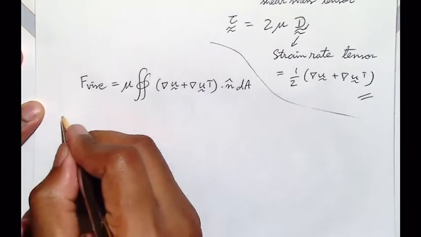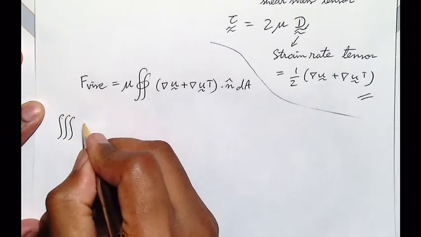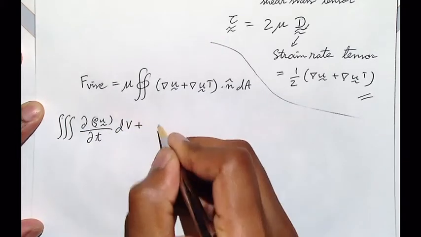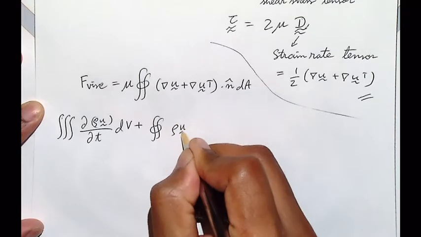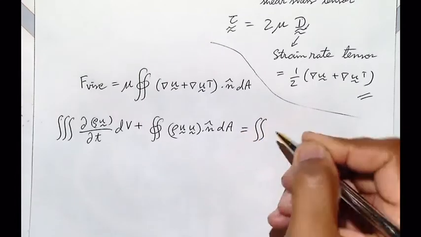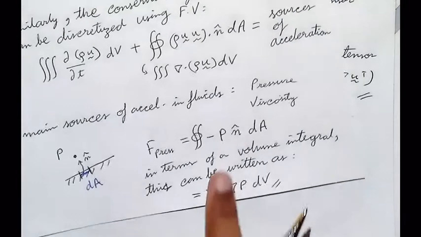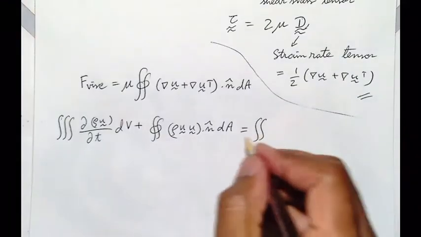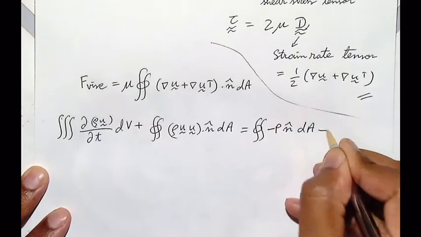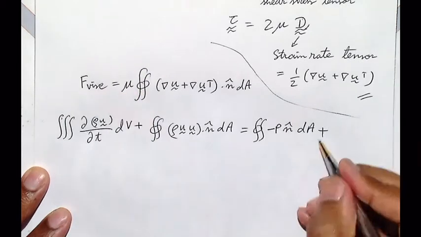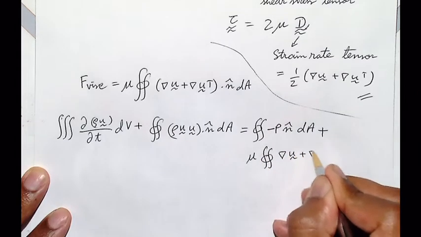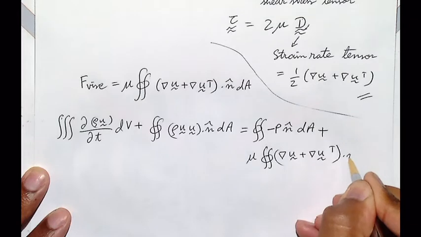the integral form. So let's see. On the left side we have d rho u, I'm just rewriting the left hand side, dt dV, plus the flux of u, equal to the first term, this term, minus p n dA, plus the viscous term, mu (nabla u plus nabla u transpose) dot n dA.